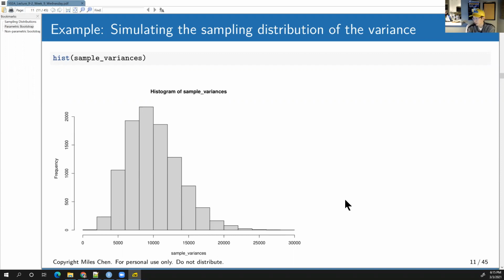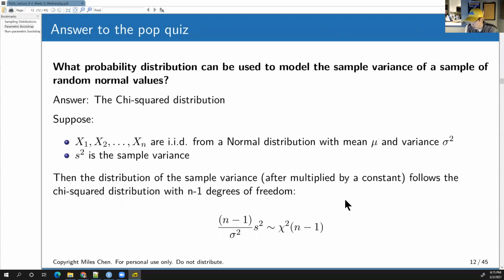Okay. All right, so going back to the pop quiz, what's the probability distribution that we would use? The answer is indeed the chi-squared distribution, okay? And if you don't remember these kinds of things, that's okay. I'm not expecting you to remember this. And you can always go to Google and ask, what is the sampling distribution of the sample variance? And there's going to be something that pops up that says it's the chi-squared distribution, okay?